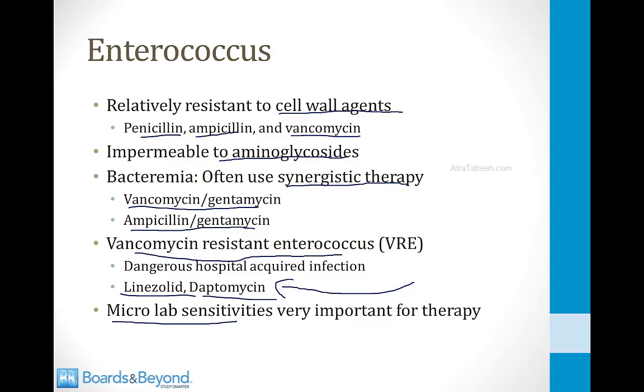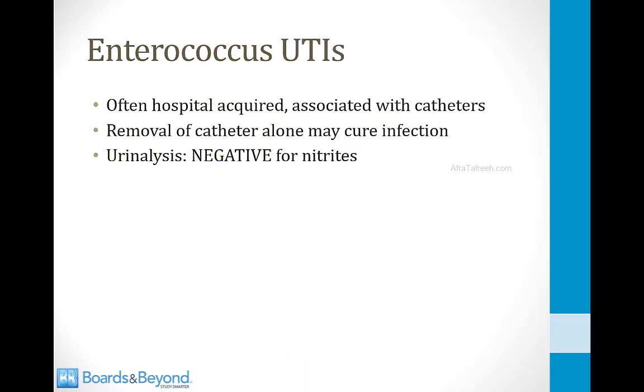The particular strain in a given patient may be sensitive to vancomycin, and then you can use that drug alone, but you won't know that until you test it in the lab to see how sensitive it is to one particular agent or another. Enterococcus is a rare cause of UTIs. These are often hospital-acquired UTIs. They're usually associated with catheters. And one thing to know in actual practice is that anytime someone in the hospital gets a UTI, you need to remove the catheter. And just doing this alone sometimes cures the infection.